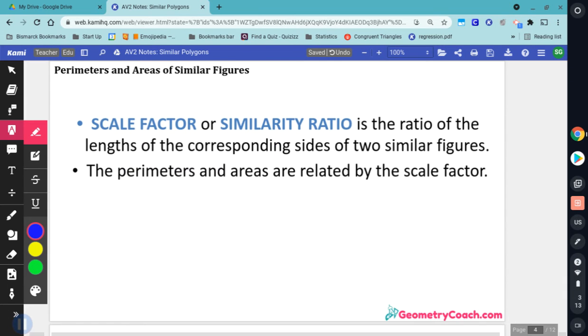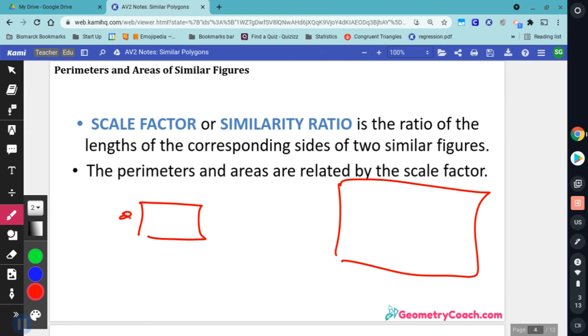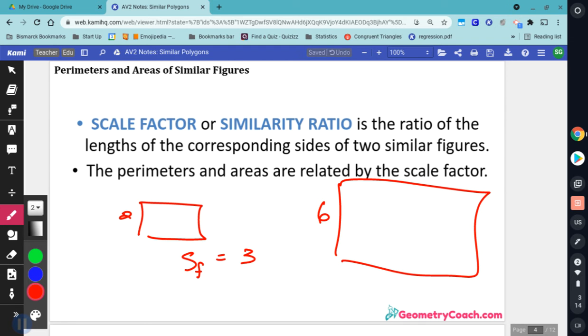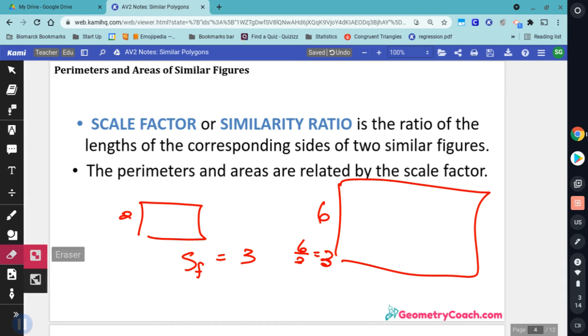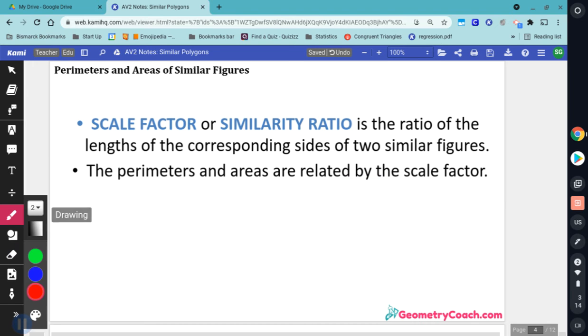The scale factor is the ratio of the lengths of the corresponding sides of two similar figures. So, for example, if you had a shape like this, that's 2, and then you had a larger one, that's 6, scale factor is actually going to be 3. It is old over new. That's 3. Or think of it as, what do I multiply the first one by to get the second one? So when it's an enlargement, like that one was, the scale factor is going to be greater than 1.